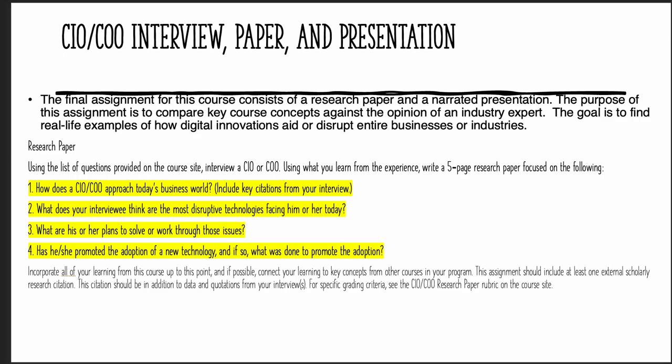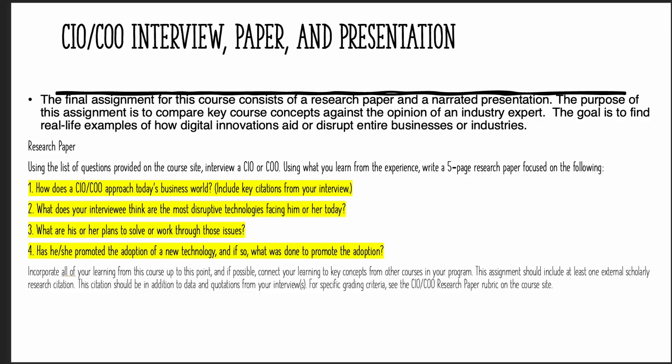The goal is to find real life examples of how digital innovations aid or disrupt entire businesses or industries. There should be no shortage of examples for them. So here's a research paper. Using the list of questions provided on the course site, which I have here, interview a CIO or COO using what you've learned from your experience, and write a 5-page research paper focusing on the following questions.